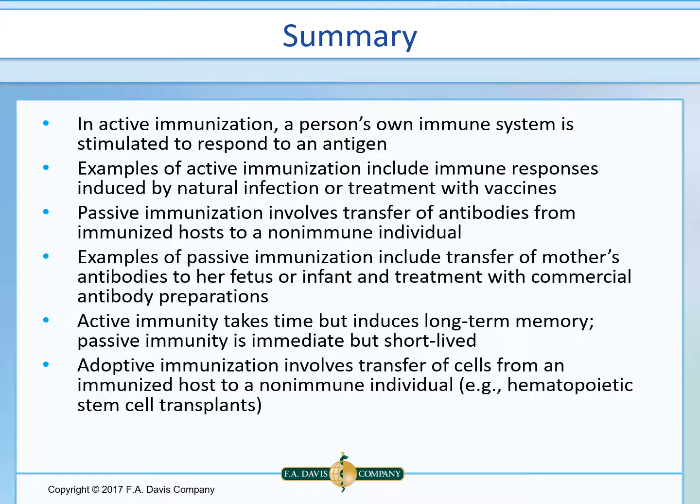In summary, in active immunization, a person's own immune system is stimulated to respond to an antigen. Examples of active immunization include immune responses induced by natural infection or treatment with vaccines that have been actively administered. Passive immunization involves the transfer of antibodies from an immunized host to a non-immune individual, such as the transfer of a mother's antibody to her fetus or infant. Treatment with commercial antibody preparations is another form of passive immunization.